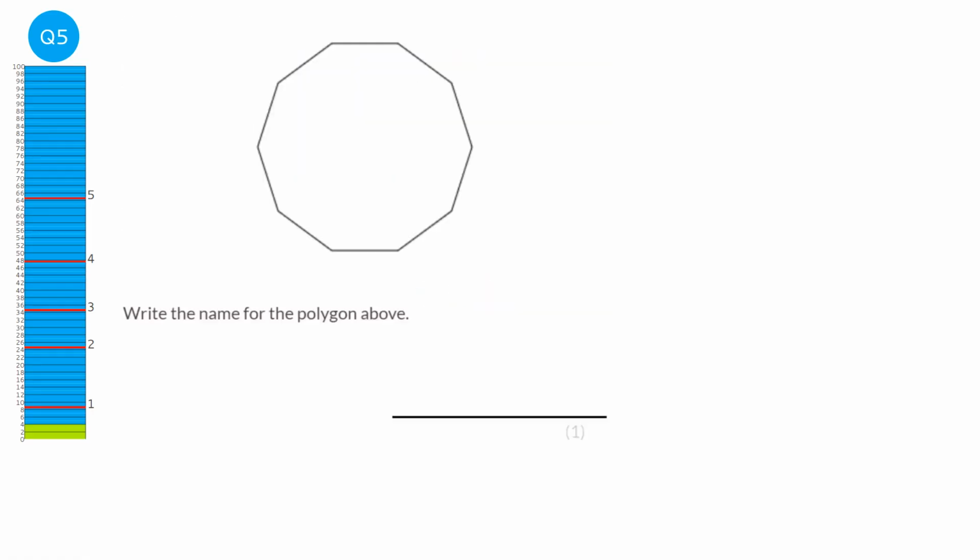2124. So with this question, we need to first of all count how many sides this polygon has. So it's going to be 1, 2, 3, 4, 5, 6, 7, 8, 9, 10. So it's 10 sides. And we just need to know that a 10-sided shape is a decagon. Now we are expected to know all of the names of shapes between 3 and 10 sides. So if you don't know them already, just sit down and learn them.